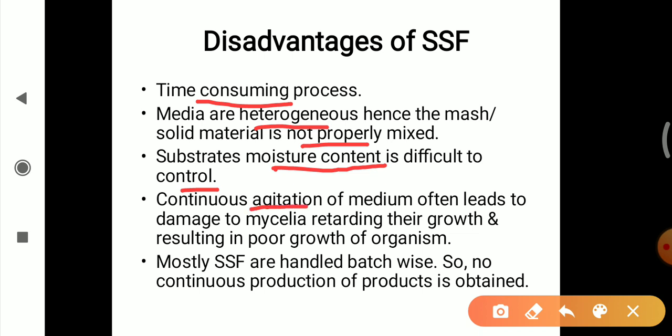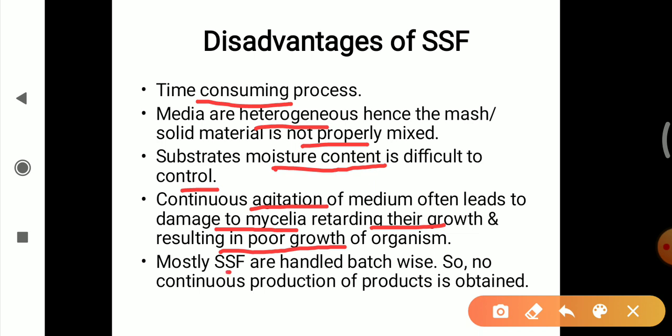Continuous agitation of medium often leads to the damage of mycelia, because mostly we use fungi or actinomycetes rather than bacteria. So the continuous agitation leads to damage of mycelia hyphae, retarding their growth and resulting in poor growth of the organism. Ultimately, if there is poor growth of the organism, they cannot produce the product in a larger amount. So these are some disadvantages we can see.